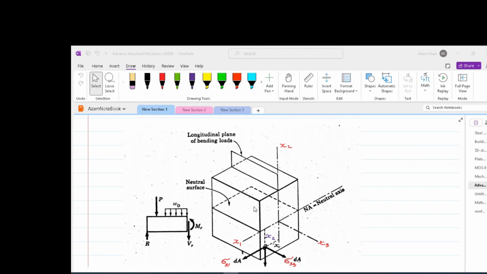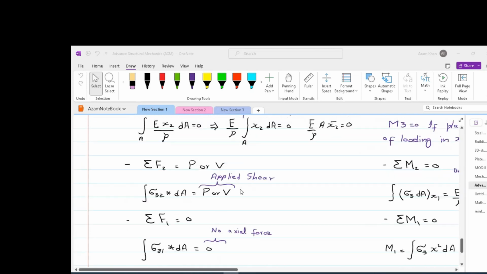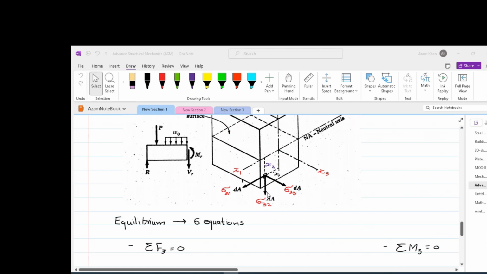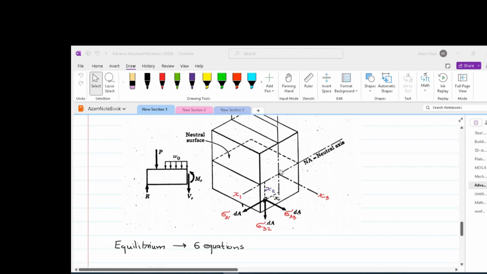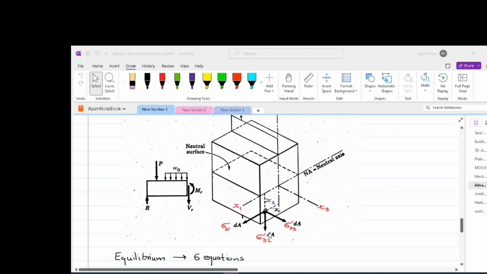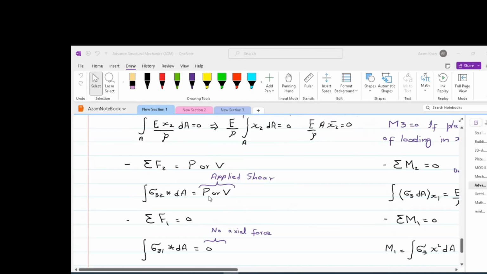But at this time, we would have the right hand side not equal to 0, but equal to the overall applied load in the x2 direction. And that's why the summation of F2 is equal to either P or V, whether we call it shear or the applied load. Please note, sigma 32 is in the x2 direction, and the integral of sigma 32 times dA must be equal to the applied load, and that is the definition of shear.